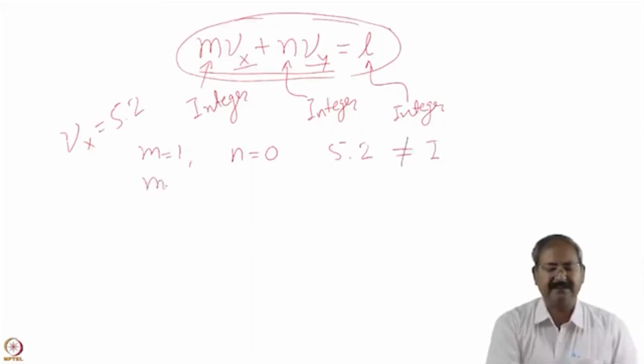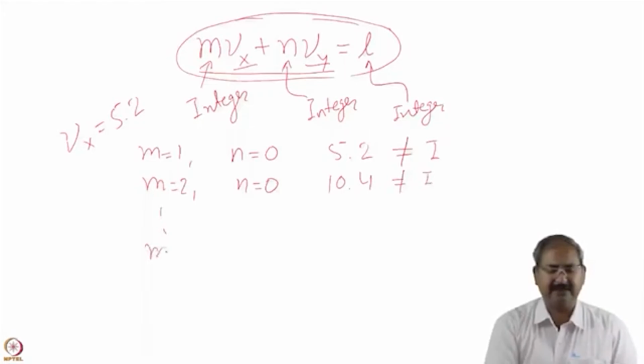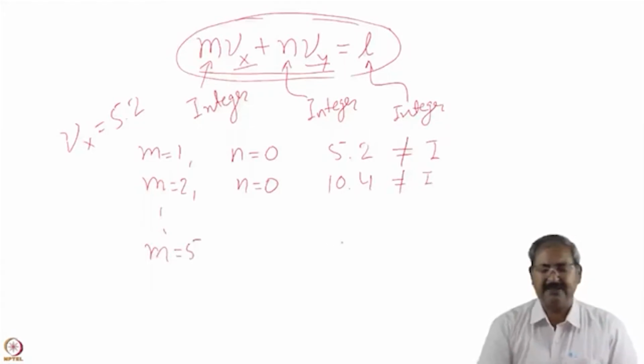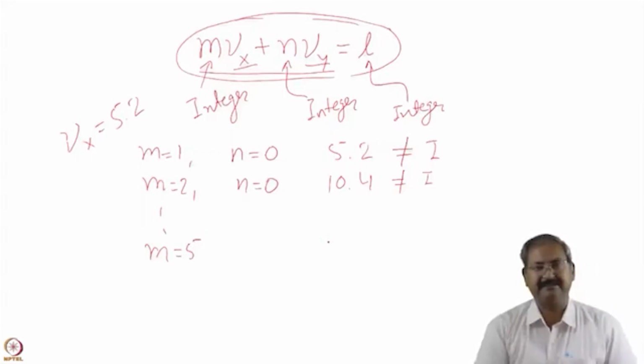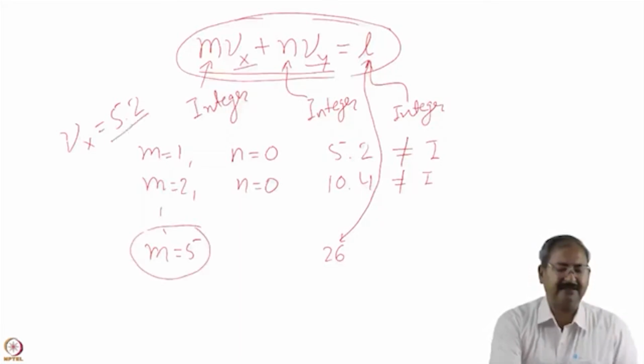Then we will check with m equal to 2 and n equal to 0. This will be 10.4, and again this is not an integer. You will see that when you put m equal to 5, this will become an integer. This will become 26, meaning at the RHS you will get 26, and this equation is satisfied. Means fifth order resonance can be excited if the tune is 5.2.